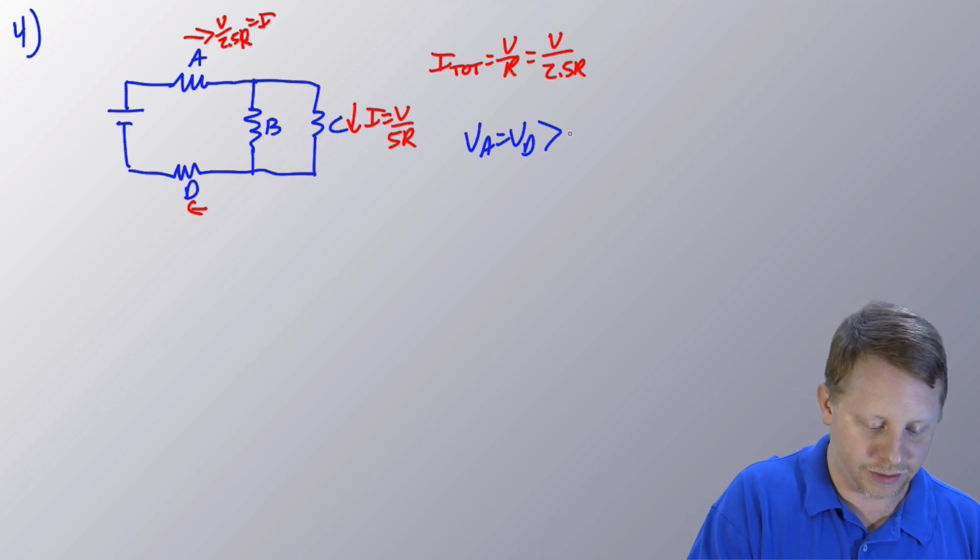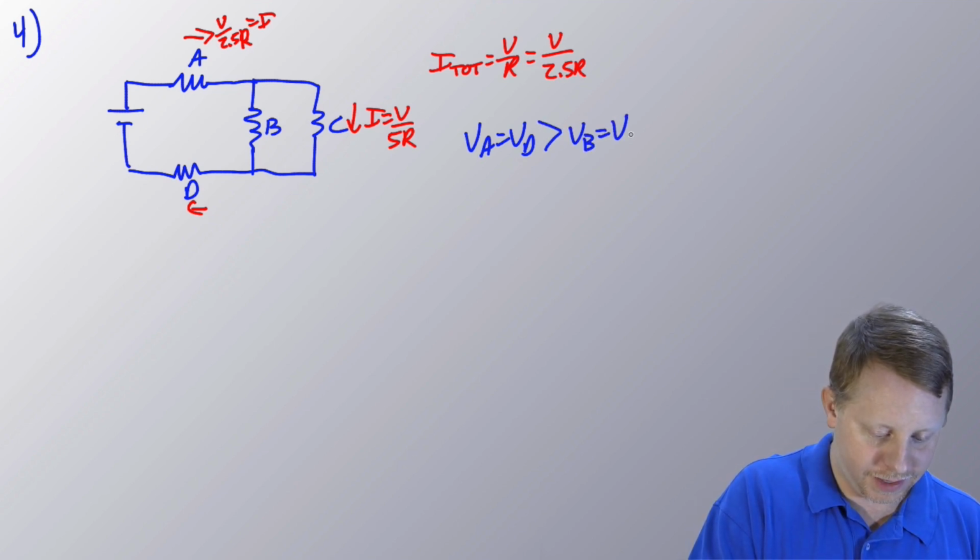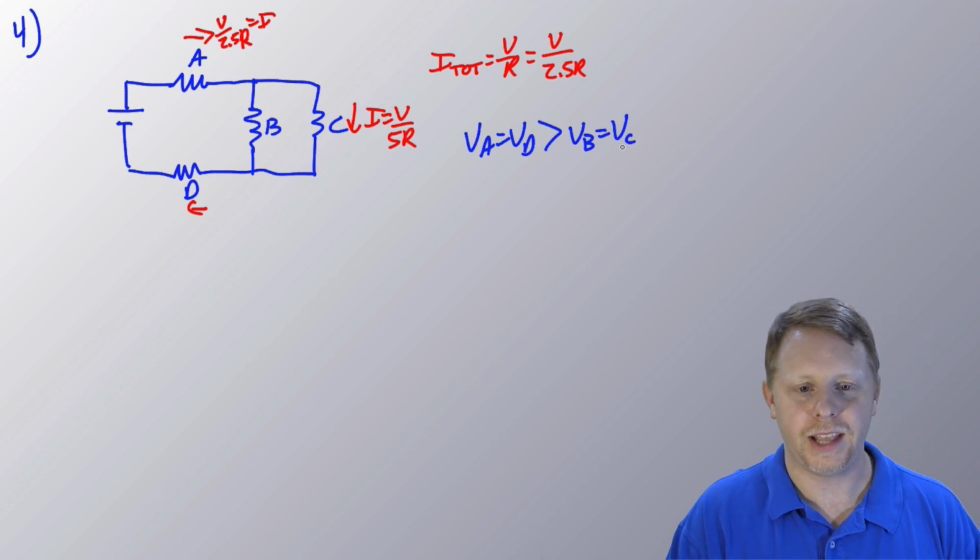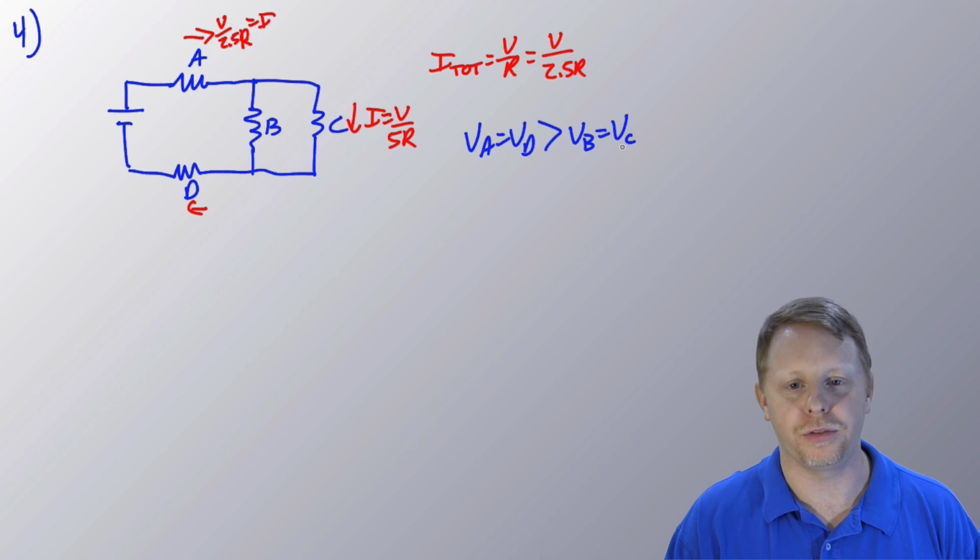so that's going to be greater than VB, which is equal to VC. And we've answered question A. Well, part A, I suppose, with an explanation.